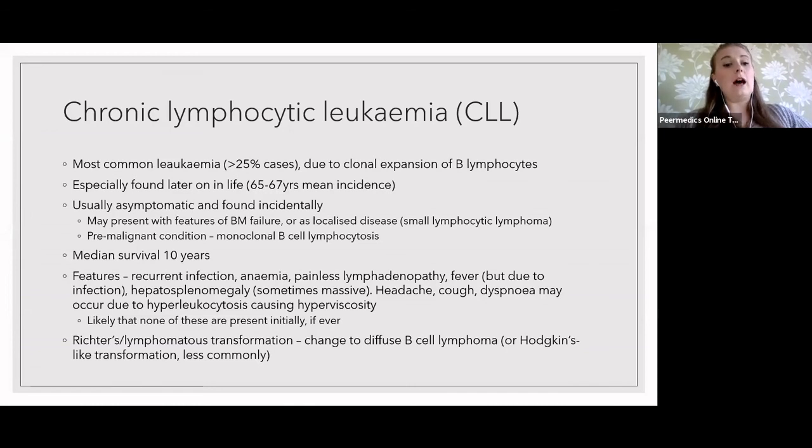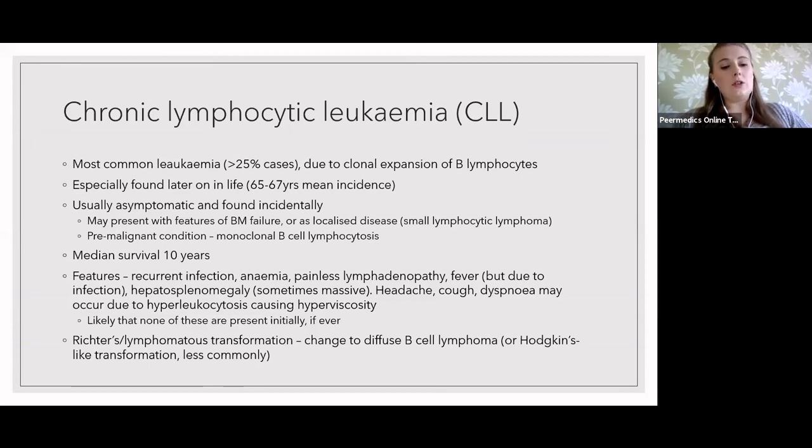Headache, cough, dyspnea. These all occur because you've got so many white blood cells, they just cause hyperviscosity, and that's where you start to get problems more associated with the blood supply, as opposed to a lack of cells or anything.